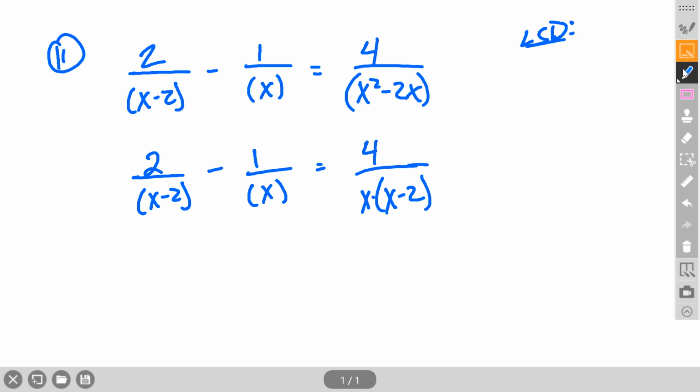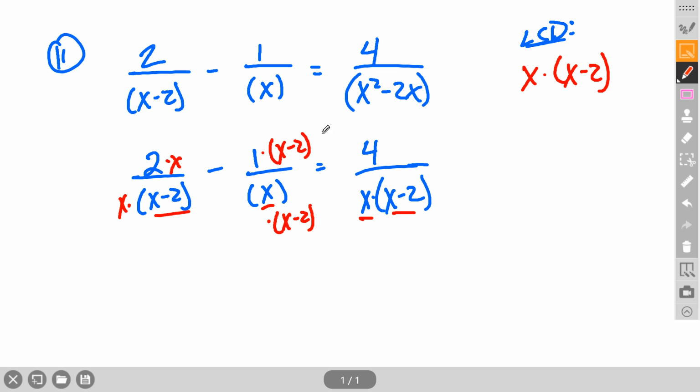So we're looking for the LCD for all three of them, okay? Anything that any of them have in common counts as being in common. So for example, these two have x in common, and these two have x minus 2 in common. So the LCD is x times x minus 2. So I need to make that for each of them. So the first one is missing the x. The second one is missing the x minus 2. And the third one has everything.